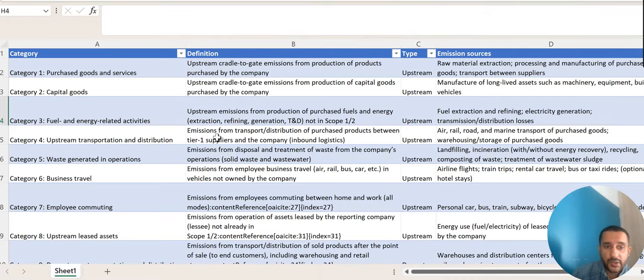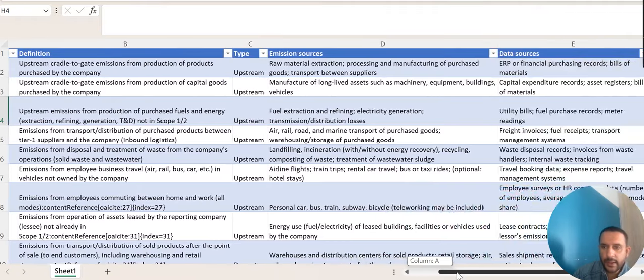Upstream transportation and distribution means emissions from transportation of purchased products between tier one suppliers and the company, and they're included here. So all the fuels purchased are also going to be transported from the purchase point to the factory gate. So that will also be included here.